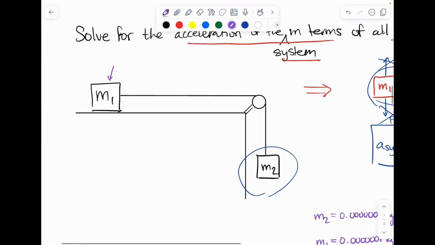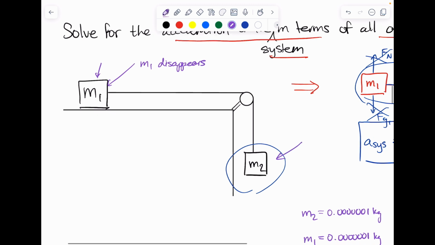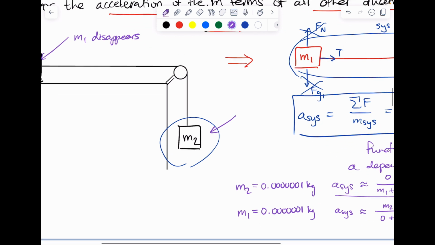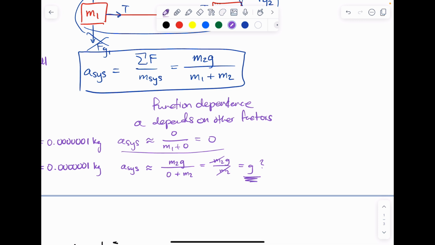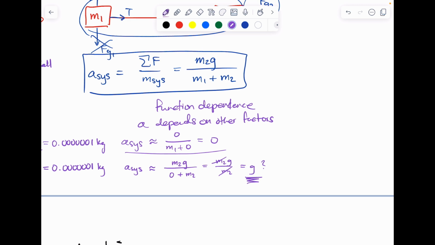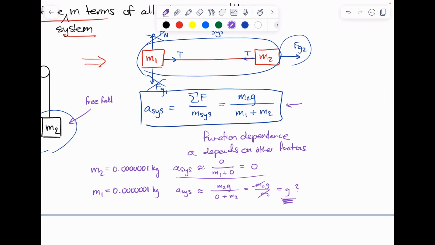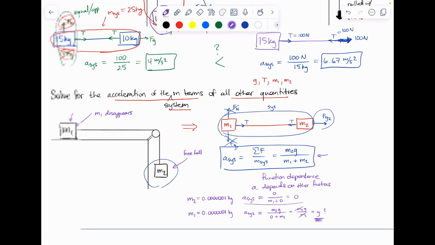Well, imagine that m1 disappears. What happens to m2? m2 is essentially in free fall. And if an object is in free fall, of course it's going to accelerate at g, at 9.8 meters per second squared, right? So this functional dependence actually gives us a lot more information about how all these things relate to each other.